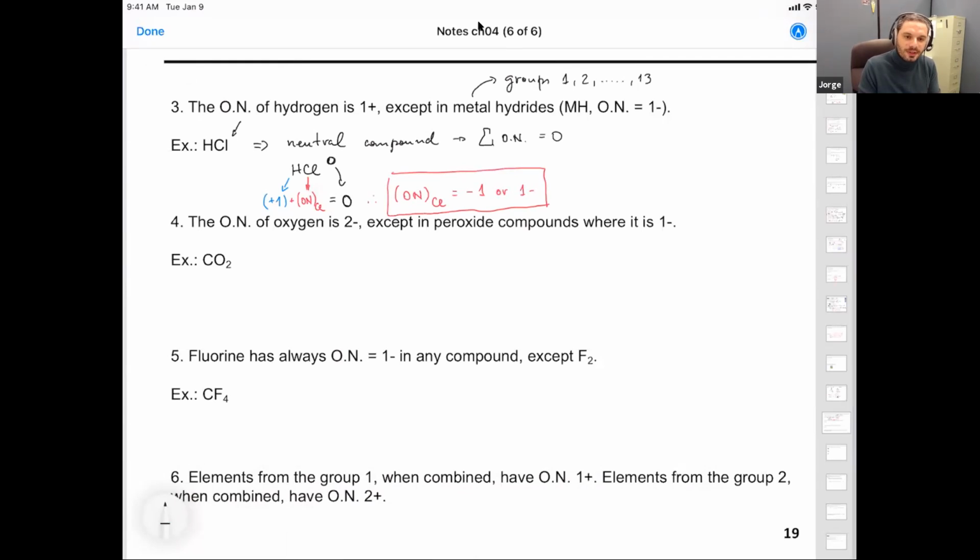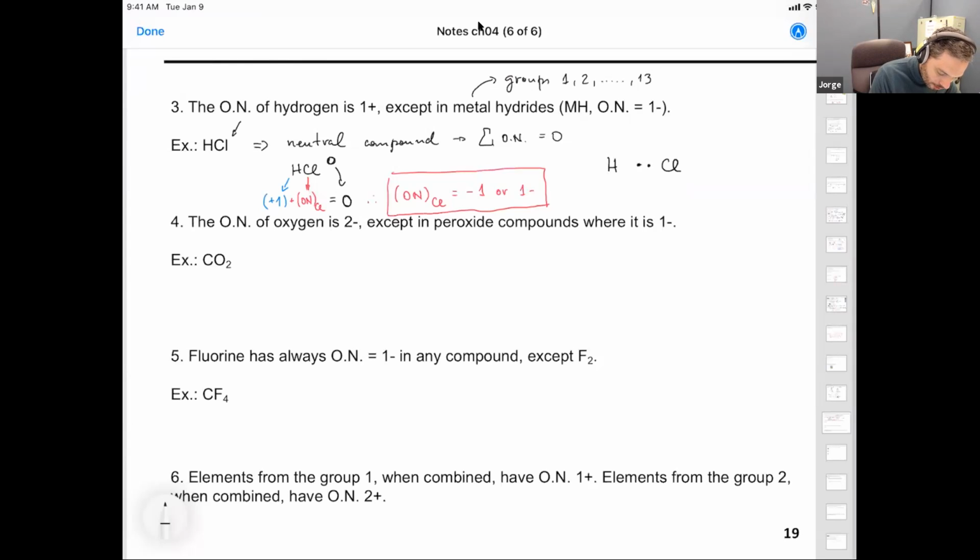What is the physical meaning of chlorine having an oxidation number equal to 1 minus? It means that in the compound HCl, the electrons are closer to the chlorine than the hydrogen. So if we were able to take a picture of the electrons in this compound, I'm going to represent the electrons here by black dots.